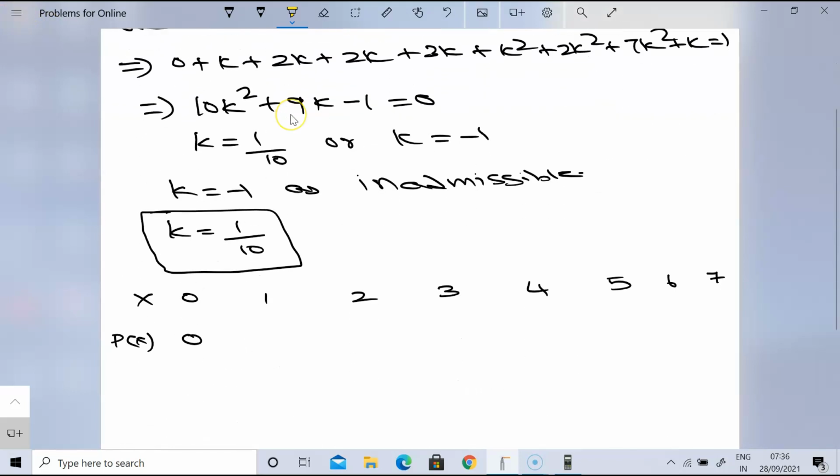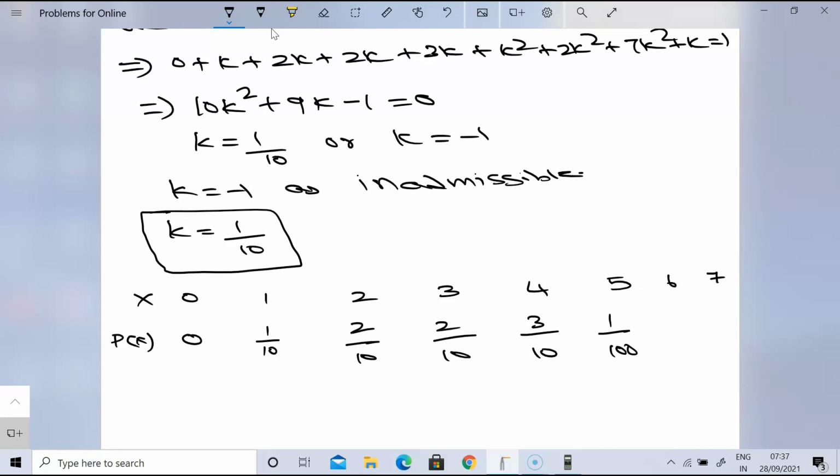The second value is K, which means K is 1 by 10. The third value is 2K, so I'll write it as 2 by 10. Again it is 2K, 2 by 10. Then 3 by 10, because the fourth value is 3K. And finally it is K squared, 2K squared, all those things are there. I'll write it. You can see the problem. So it is 1 by 100. Let me write 0 properly.